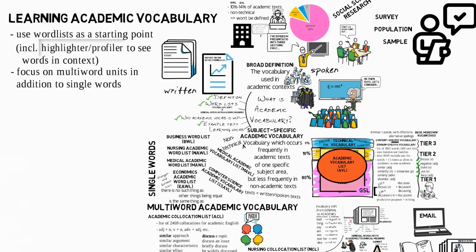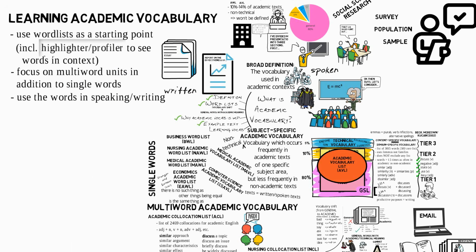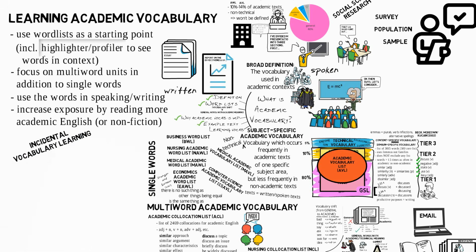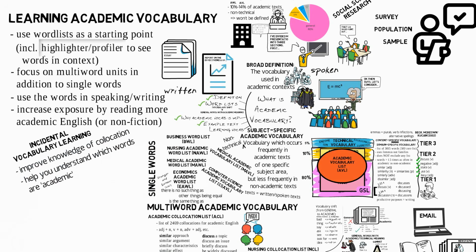As much as possible, try to use the words productively in your speaking or your writing. It's also a good idea to increase your exposure by reading more academic English, or possibly non-fiction. Academic English can be difficult to read, but non-fiction, including subject textbooks, are generally very academic in tone. This kind of reading, called extensive reading, can lead to incidental vocabulary learning, and can help you to improve your knowledge of collocation, and also help you to understand which words are academic, and therefore help you to make the vocabulary shift from general to academic.